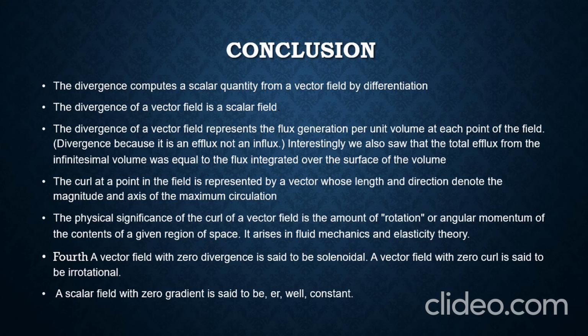The physical significance of the curl of a vector field is the amount of rotation or angular momentum of the contents of a given region of space. It arises in fluid mechanics and elasticity theory. Fourth, a vector field with zero divergence is said to be solenoidal. A vector field with zero curl is said to be irrotational. A scalar field with zero gradient is said to be a constant.